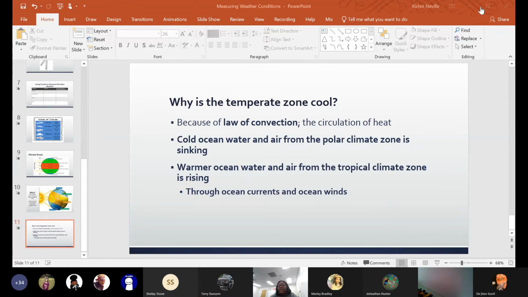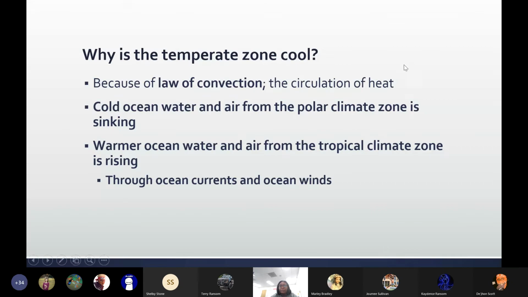Journey, go ahead and unmute yourself and tell me what you need. Cadence, I've asked you to turn your camera off. Please don't make me ask you again. Say it again, Journey. I didn't have a question. Okay, your hand was up. Did you need something earlier? Journey, we'll talk about that later. Okay, I can't hear you. I'm sorry.